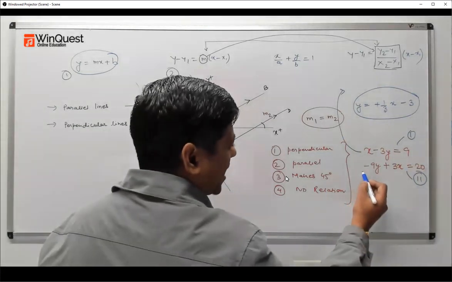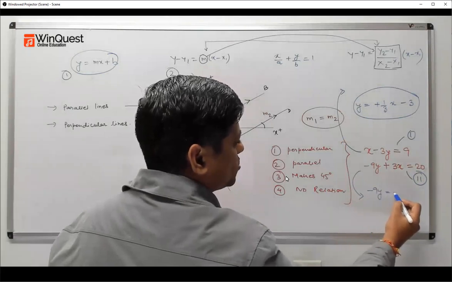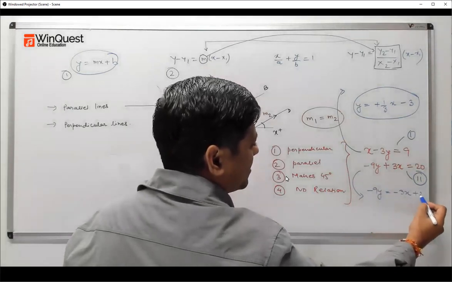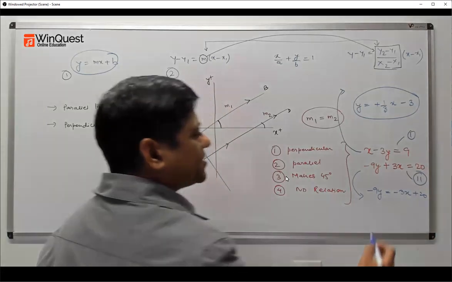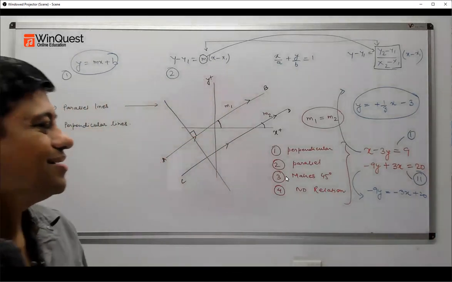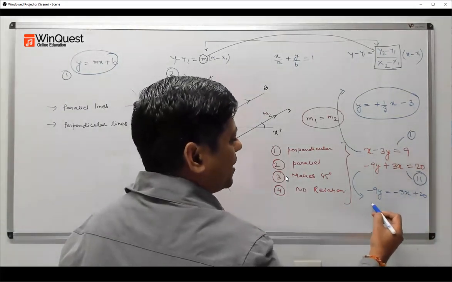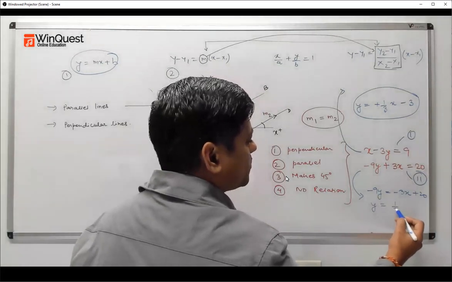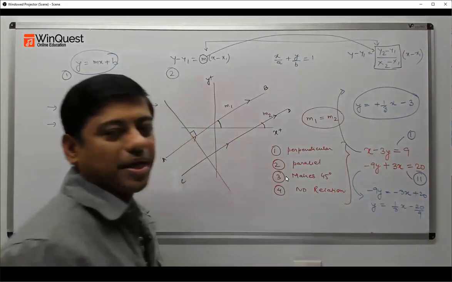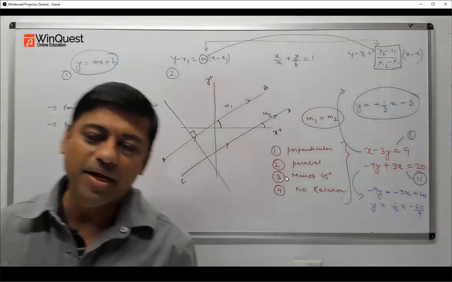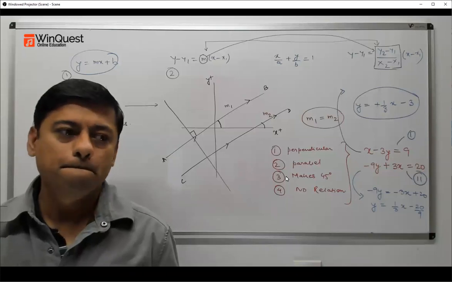Now, if I transform this, you see minus 9y equals minus 3x plus 20. And if I divide this by minus 9, this will also become like this, minus 20 by 9. I am dividing both sides by minus 9. Are we clear? Yes.